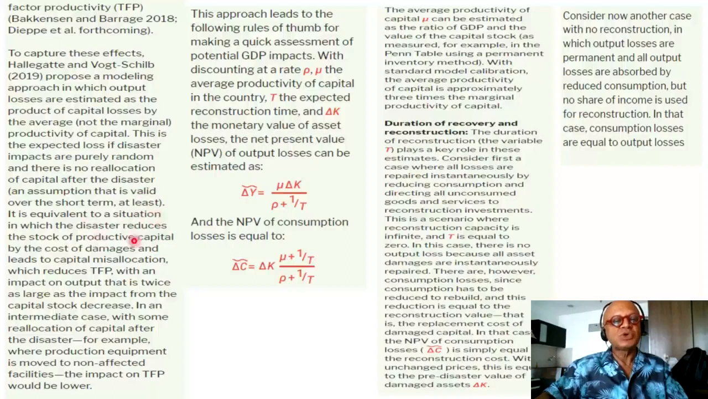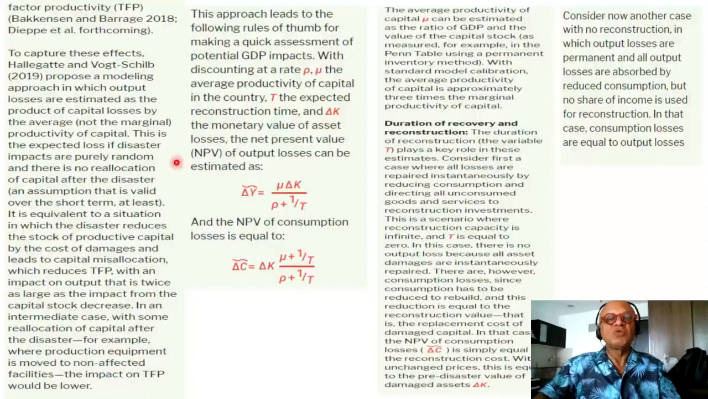It's equivalent to a situation in which the disaster reduces the stock of productive capital by the cost of damages and leads to capital misallocation, which reduces total factor productivity with an impact on output that is twice as large as the impact from the capital stock decrease. Okay, so read that carefully and listen to that carefully again if you want. In an intermediate case with some reallocation of capital after the disaster, for example, where production equipment is moved to non-affected facilities after the disaster, the impact on TFP would be lower.